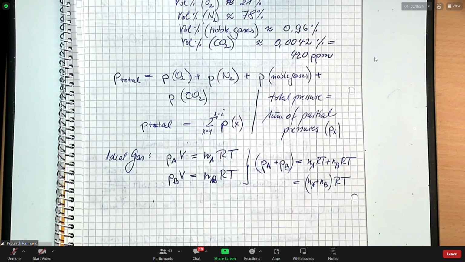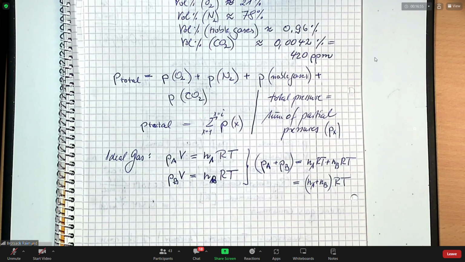So we can calculate the partial pressure in a specialized volume and an exact level of temperature when we know the number of moles, in an ideal system.